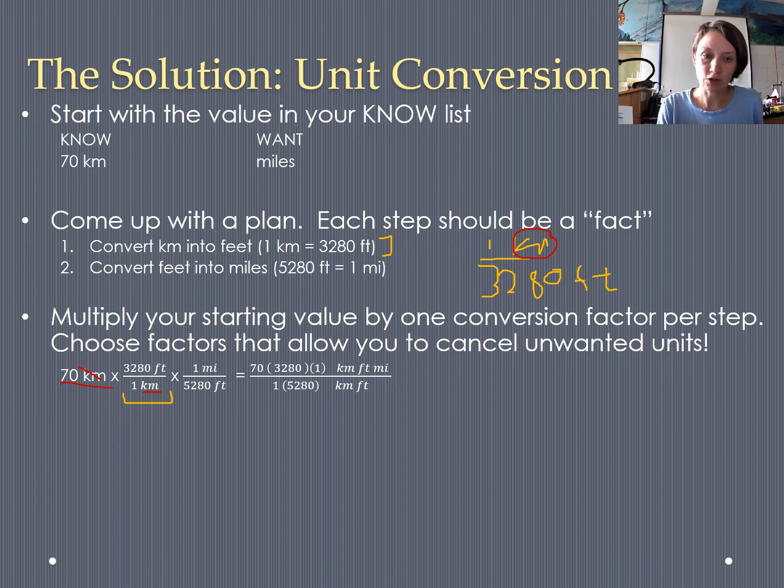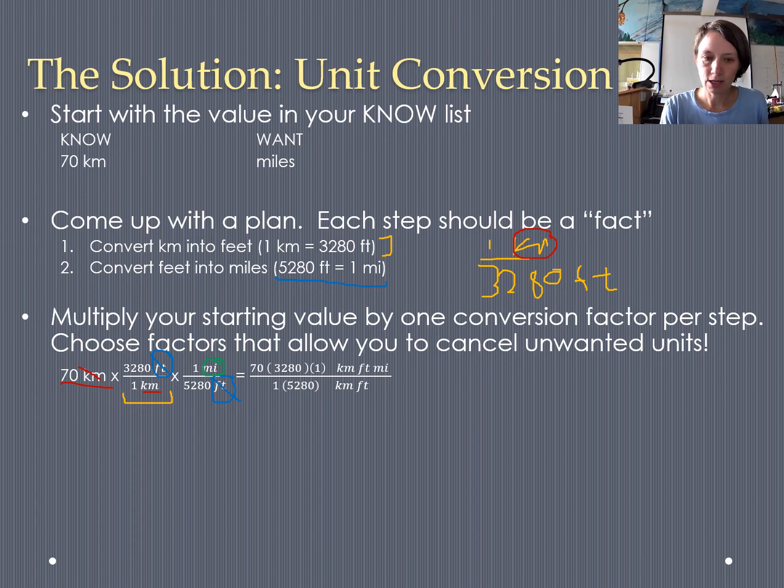For the second conversion factor, when we're going from feet into miles, again, there's two choices. We want to pick the right one. So we know that we've got this feet here up on the top. We're going to want to choose the conversion factor that puts another feet units on the bottom, so we can get rid of it and be left with the units we're trying to get to, which is miles. Okay, so that's how I pick the right conversion factors to use.